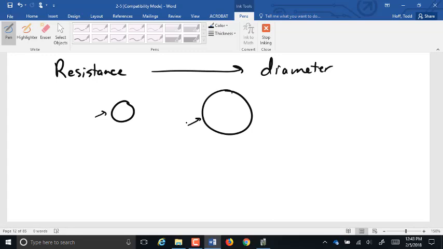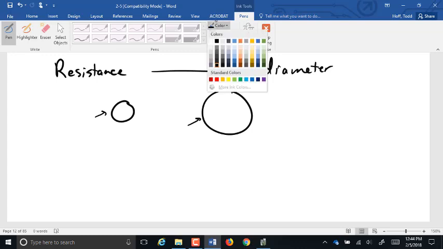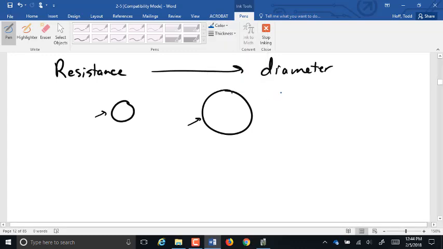If you think about water through a pipe, in a bigger pipe the water can flow through a lot more easily, a lot faster than the little pipe. You get the same water through the little pipe, it's got to move way faster. And also the ratio of area to side is different, so you get more viscous friction. Anyway, if the diameter goes up, the resistance goes down. This is what's called an inverse relationship.